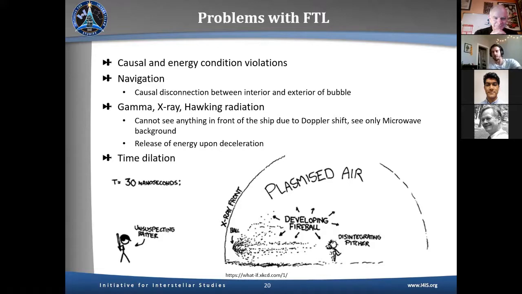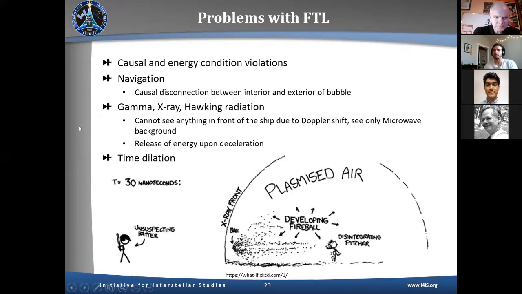Then navigation of the spacecraft would be very difficult because you have a causal disconnection between the interior and the exterior of the bubble. Nothing on the interior can reach the exterior. And on the interior, everything you look at, because you're moving faster than the speed of light, everything coming towards you is infinitely shifted into the UV. So it's becoming X-rays, gamma rays. And behind you, everything is infinitely shifted into the infrared. So you cannot see anything there either.